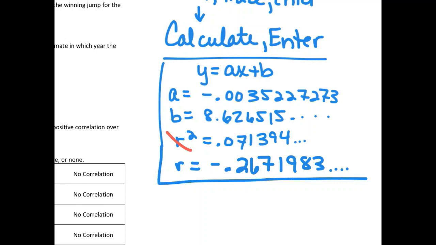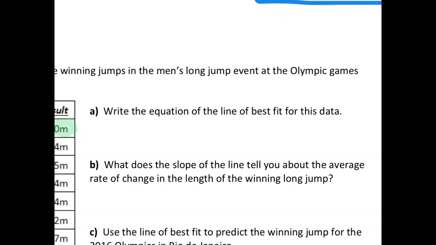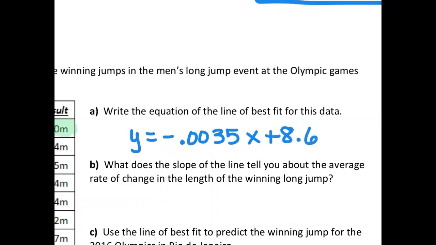So let's start with looking at a and b, where a is your slope and b is your y-intercept. And you're going to rewrite that equation here for part A as y equals negative 0.00, and remember significant digits. You want the first two significant digits, negative 0.0035, x, and then plus b, so it's going to be plus 8.6, the 2 rounds up to a 3 because of the 6 after it. So that's your best fit equation.